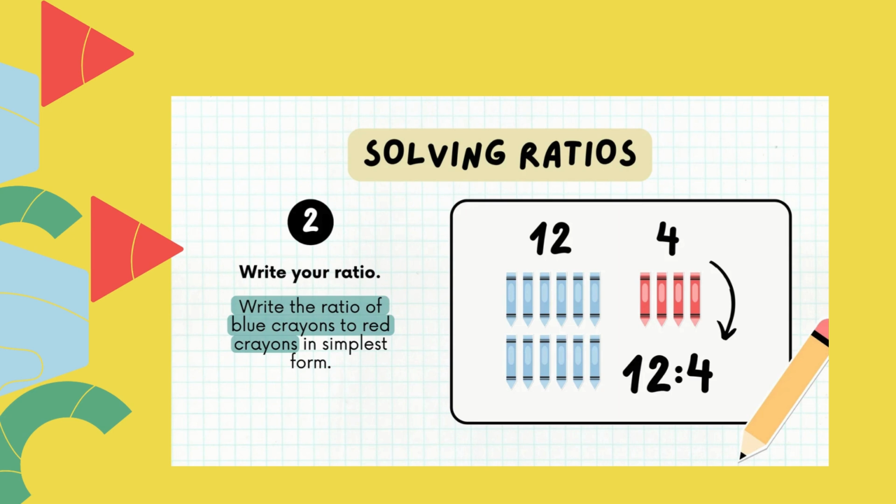That's my first part. My second part is to write down the numbers, right? So 12 crayons to 4 crayons. 12 blue crayons to 4 red crayons. And again, 12 to 4, those 2 colons are referred to as "to."